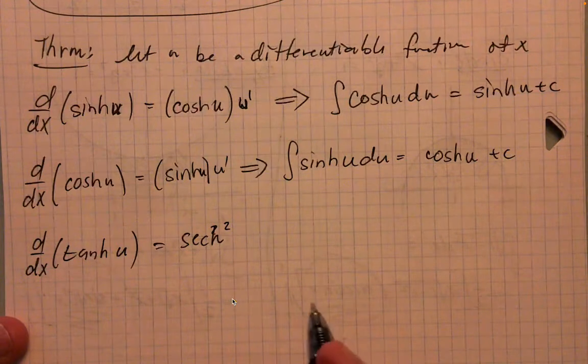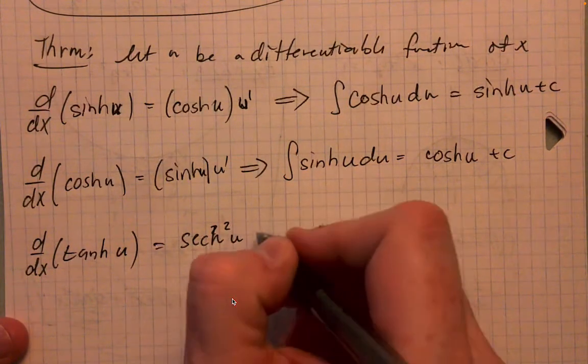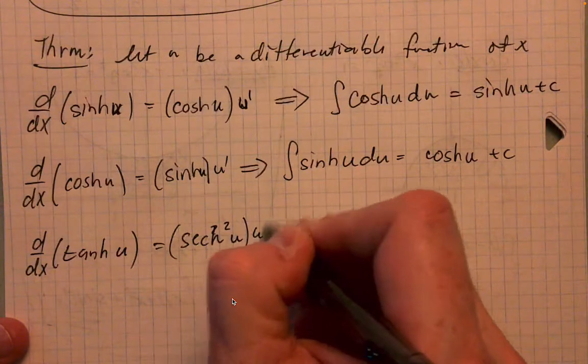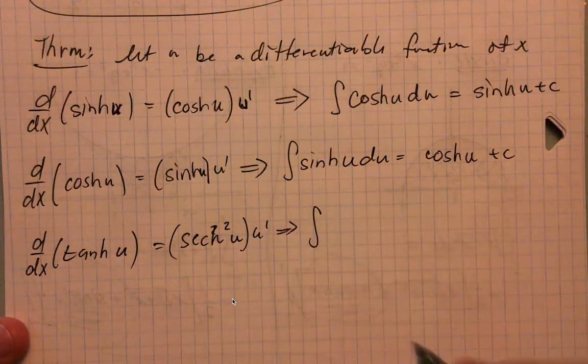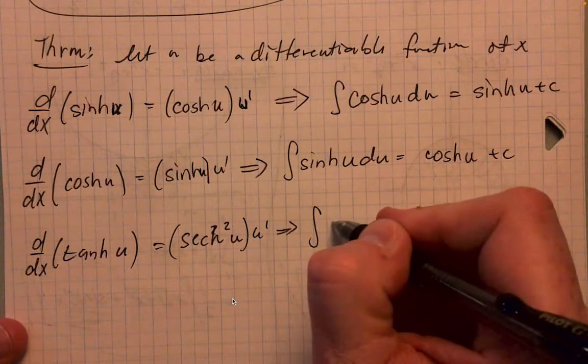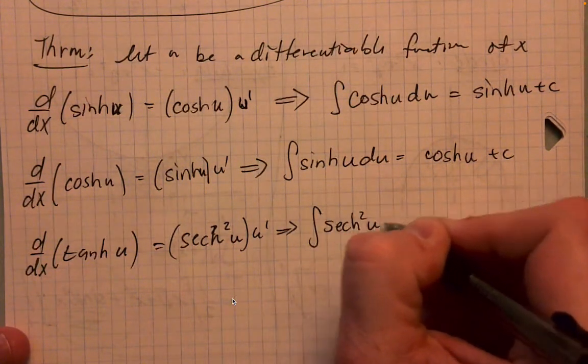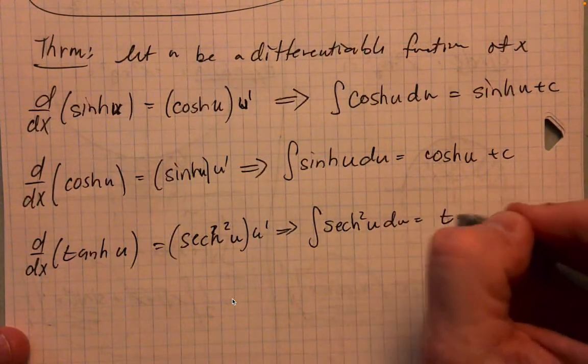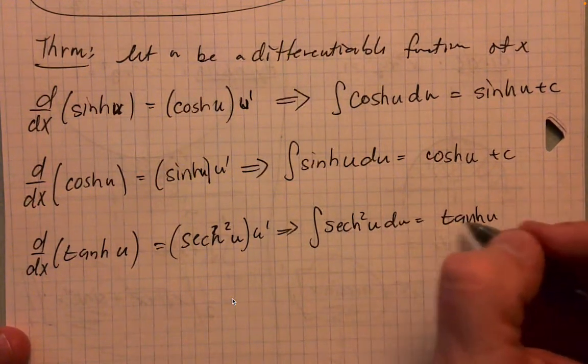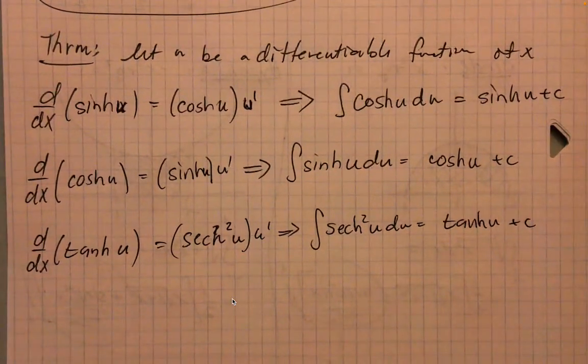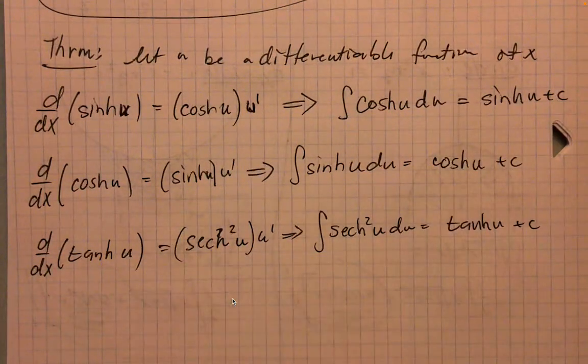the derivative of the hyperbolic tangent is hyperbolic secant squared of u times u prime. And so that's going to naturally imply that the integral of the hyperbolic secant squared will be hyperbolic tangent plus c. Okay, so very much like an analog of what we see with the regular trig derivatives and integrals, right? Particularly these two, well, all three of them actually.